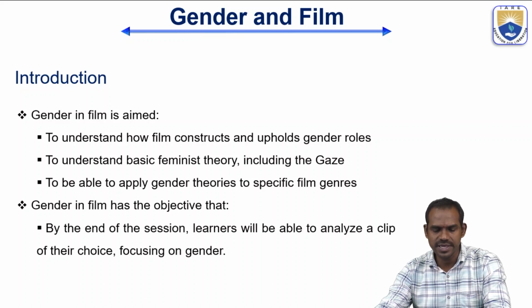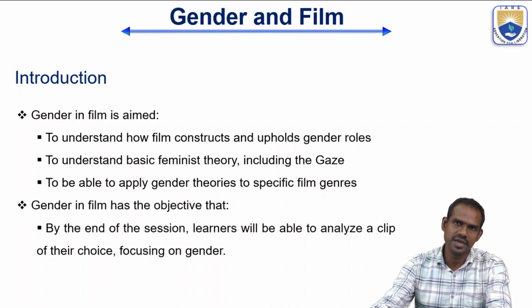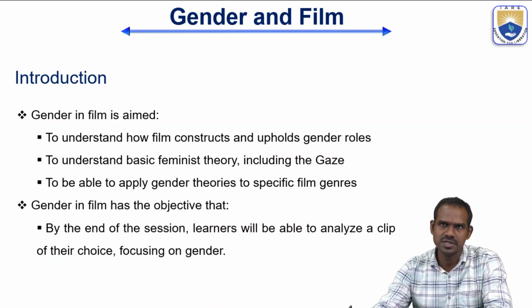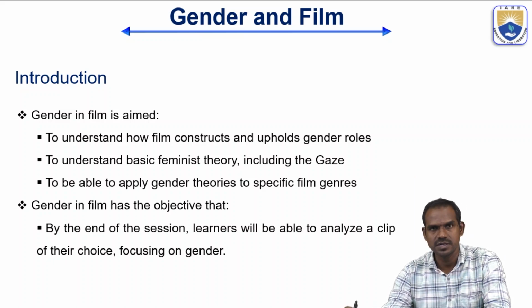And this is aimed to be able to apply gender theories to specific film genres. And it has the objective that by the end of the session, learners will be able to analyze a clip of their choice focusing on gender. So these are the aims and objectives for the gender and film topic. So this is the introduction. And let's look at the next content.